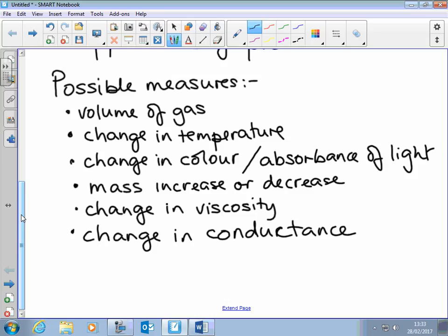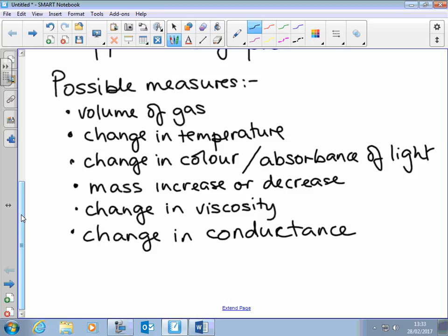We can measure things like changes in mass. We can measure volumes of gas quite easily. With changes in mass, you've only got to use a balance, haven't you? Electronic balance. Changes in gas volume, we've actually got several options for that.